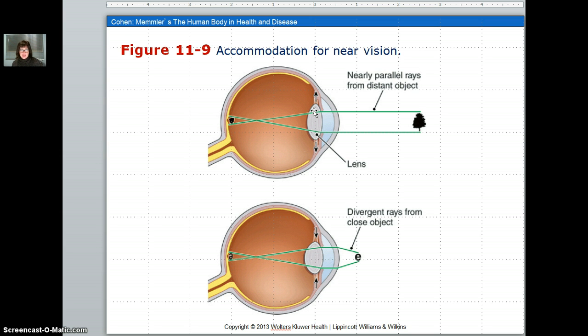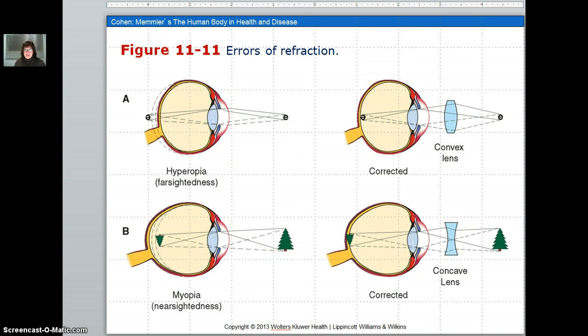As you get older, this lens loses its elasticity, and that's when you need reading glasses, because if you lose your elasticity, you're unable to change your eyesight quickly, or the field of view quickly, and also unable to see things close up.